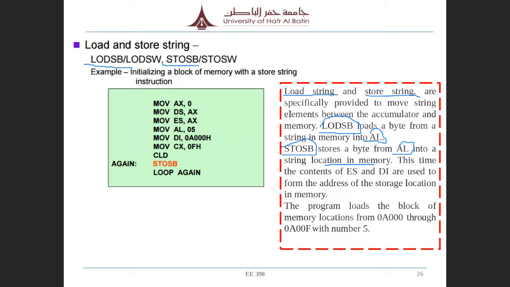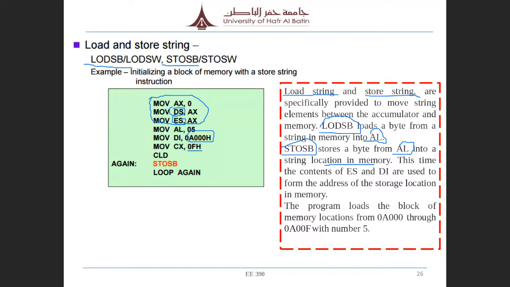Now look here: move ax comma 0, and these three lines are to initialize the destination data segment and extra segment. Move al comma 05, and DI, the offset address for the extra segment, is 0A00h, for example. CX comma 15 or 0Fh, and CLD, clear direction flag, and store string as a byte.